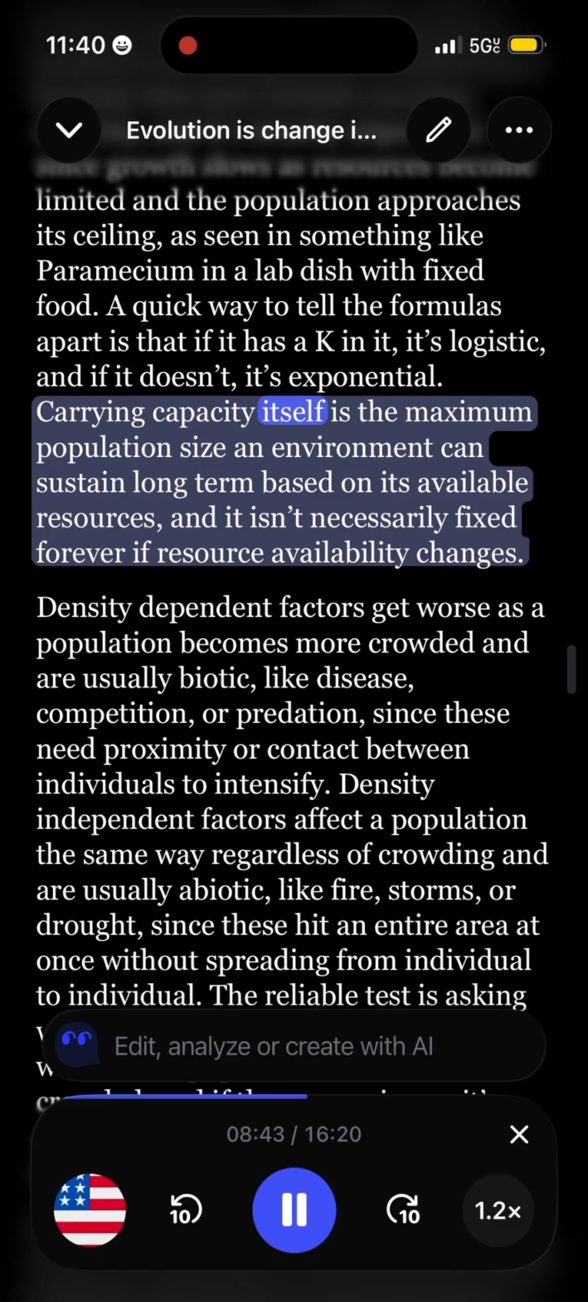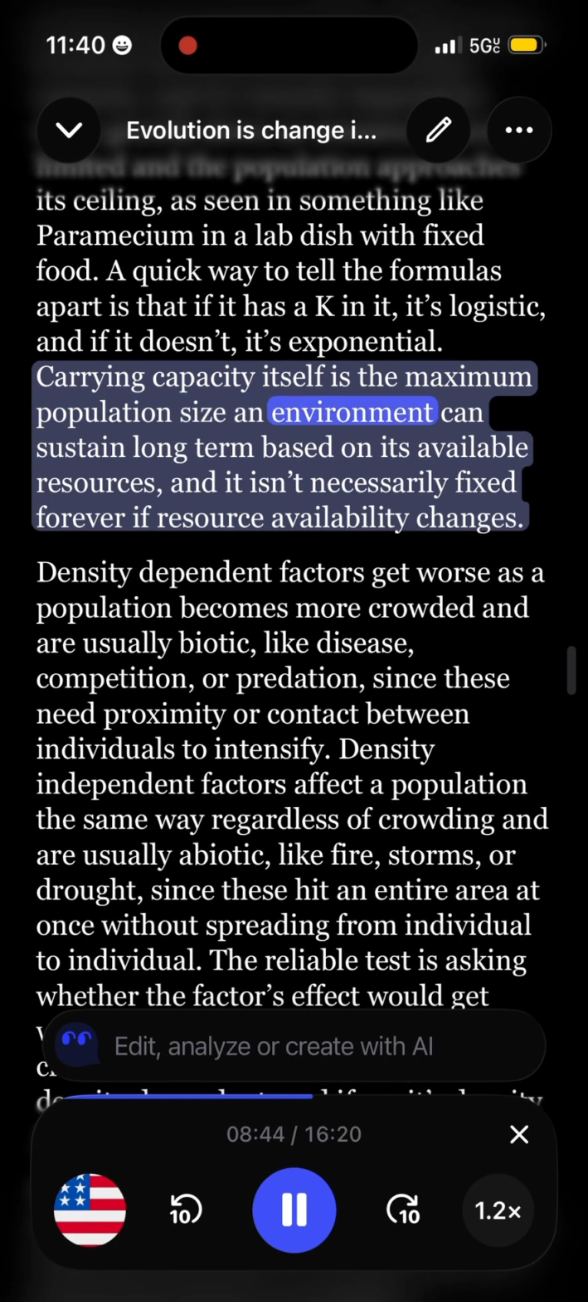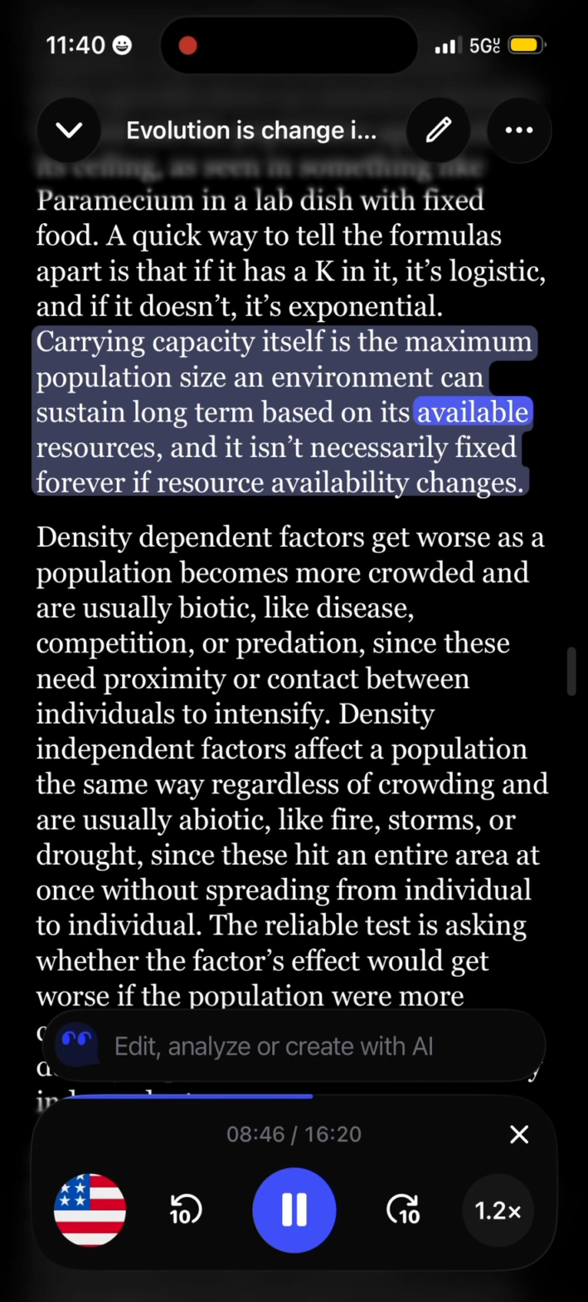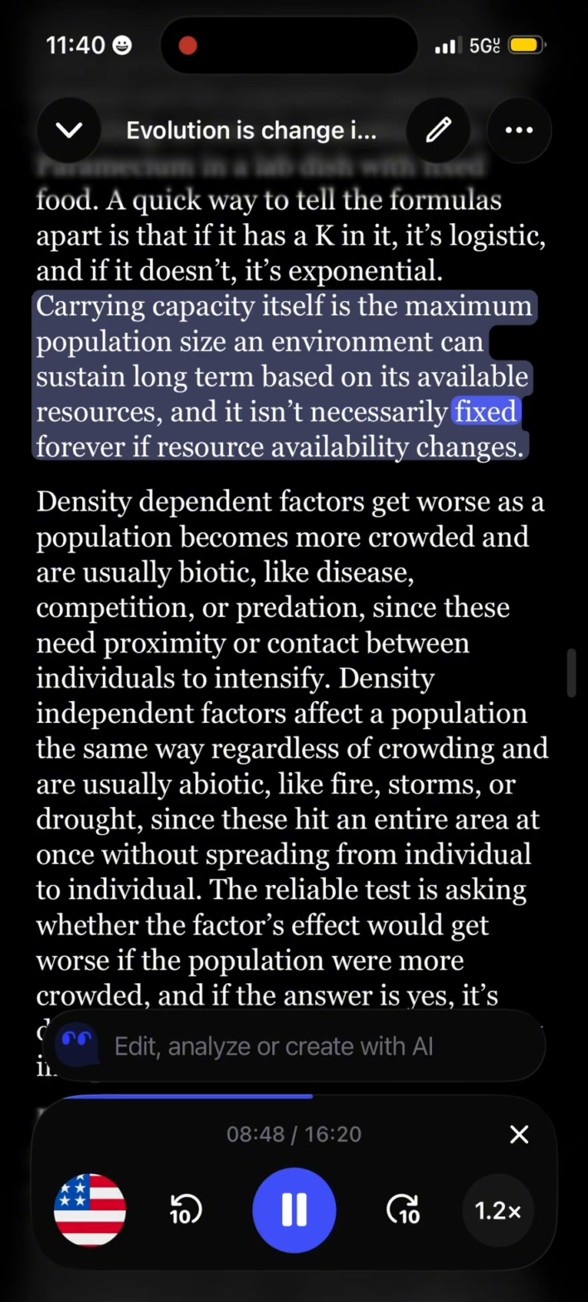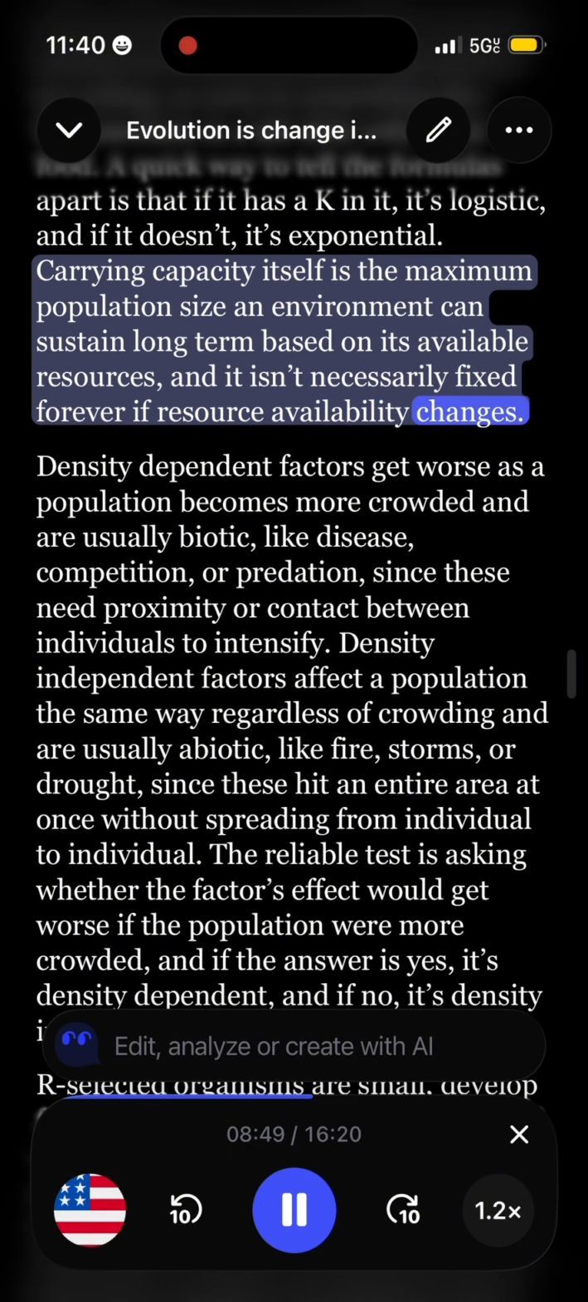Carrying capacity itself is the maximum population size an environment can sustain long-term based on its available resources, and it isn't necessarily fixed forever if resource availability changes.